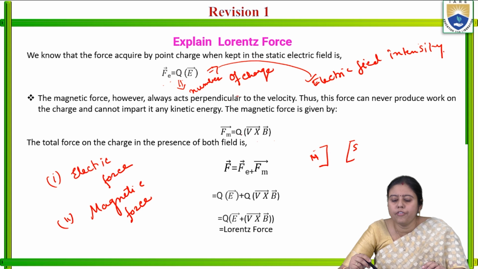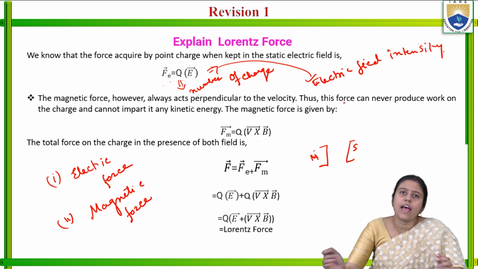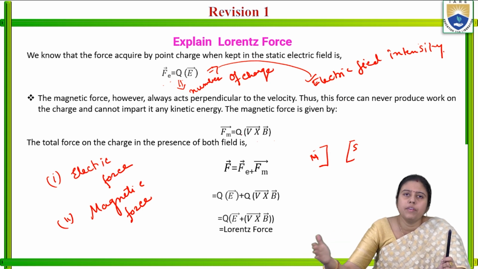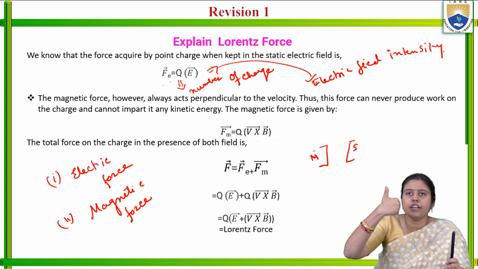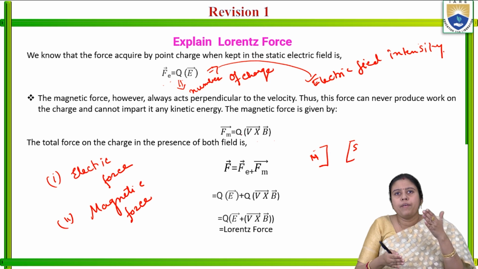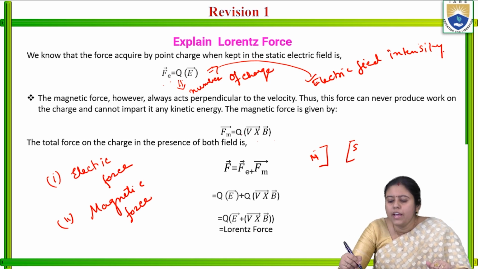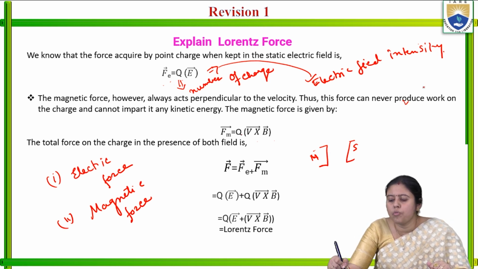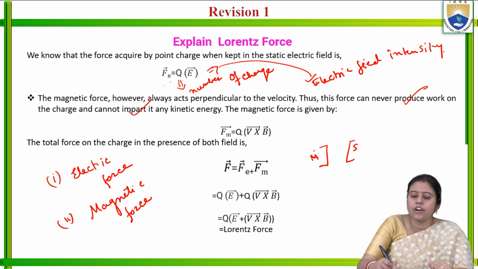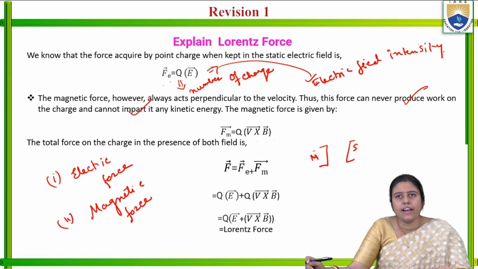The magnetic force acts perpendicular to the velocity. As this is V cross B, it is VB sin theta, and the direction is perpendicular to the V-B plane. This force can never do work on a charge or impart any kinetic energy.